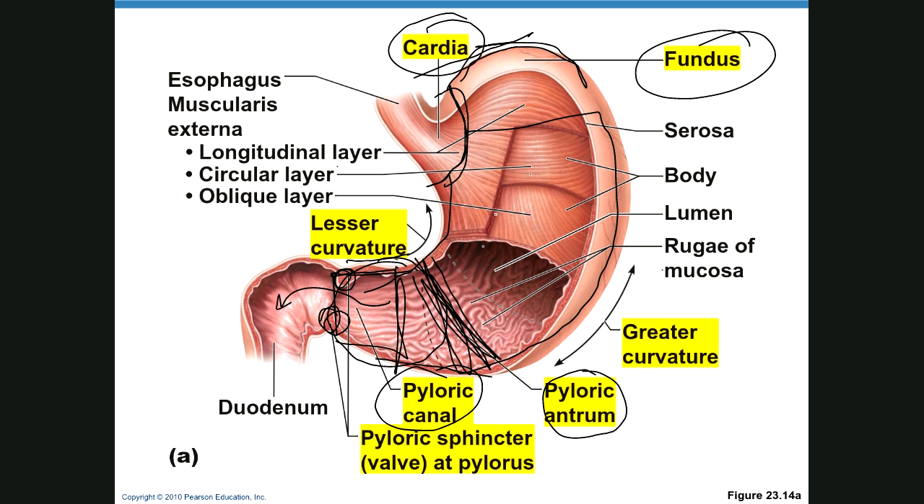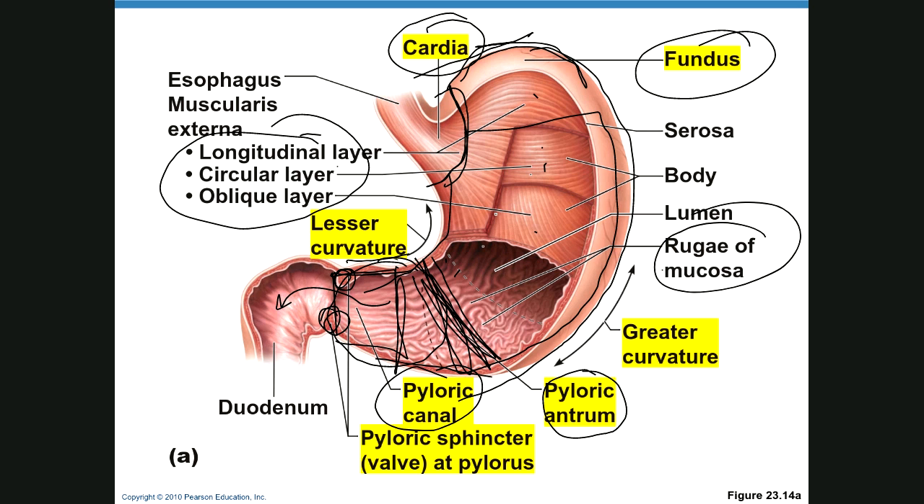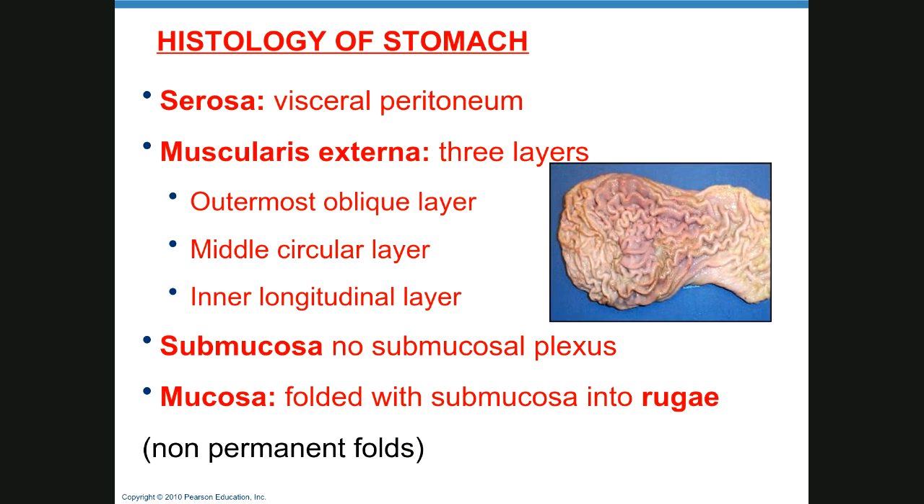Now, notice that the stomach has 3 layers of muscles instead of 2. These are the layers of muscles. Notice that the epithelial lining of the stomach is folded into rugae, which are temporary folds that will be smoothed out as the stomach fills with food. The big dome here is the greater curvature, the smaller one is the lesser curvature. So you should be able to identify the parts of the stomach.